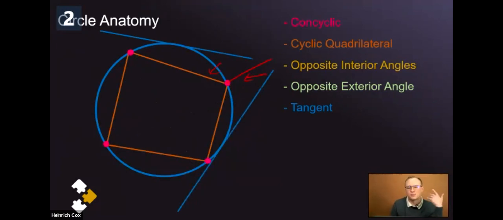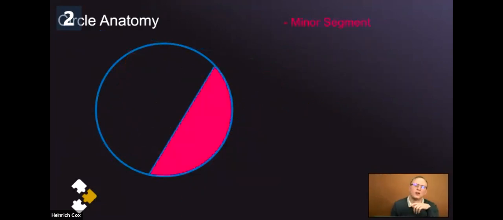And then there's this concept of a tangent, right? So the tangent is a line that's going to touch the circle at one place, right? So then into this. So when you have a chord, the chord is going to divide the circle into two segments, right?